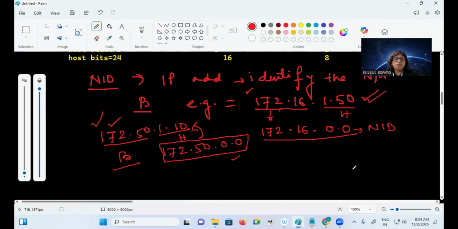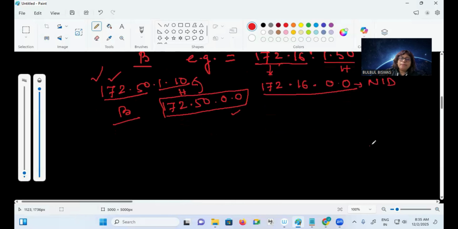Now you see the key point: whether it is class A, class B or class C, whenever we go to find the network address, we have to keep in mind that as per the class, we will not change the network octets. We just put 0 in the host octets, and the resultant IP we get is the network address of that host. Okay, everyone. Now I am giving an example of class A.